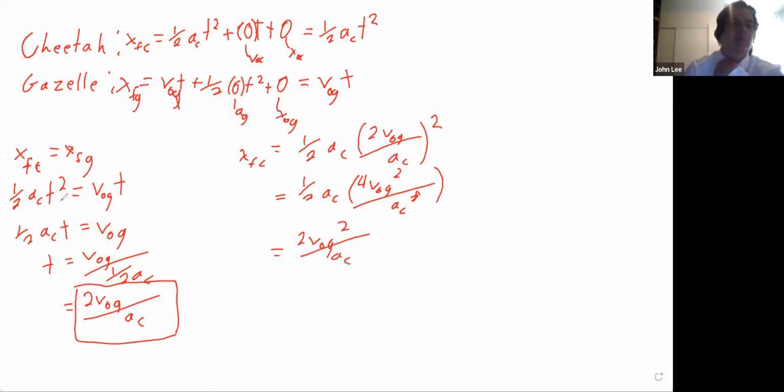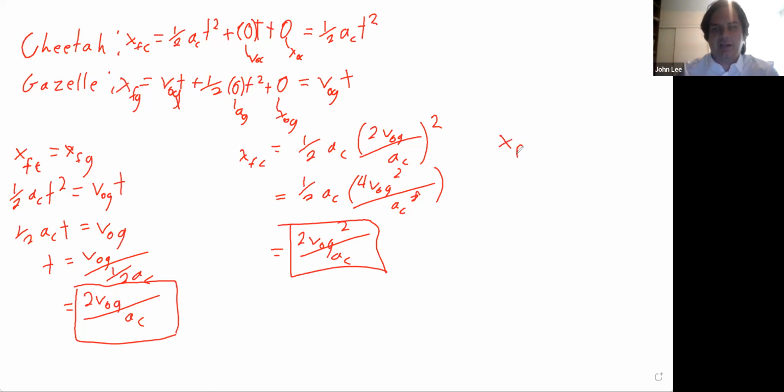And then we were able to divide through by T earlier. I didn't bring this up, but because we assumed that time was going to be positive, we didn't have to worry about T squared giving you a positive value for a negative time. So this is X final cheetah.